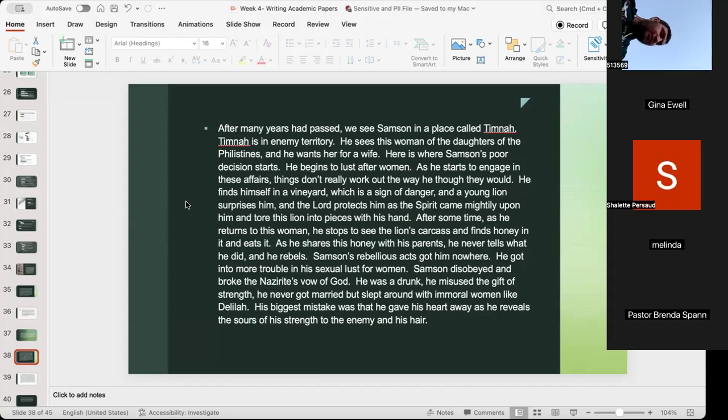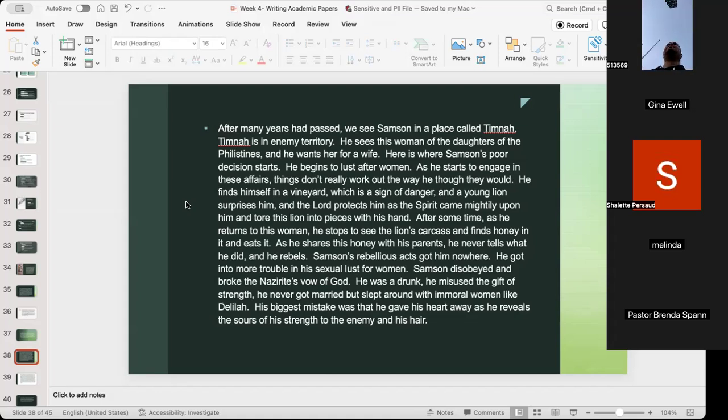He finds himself in a vineyard, which is a sign of danger, and a young lion surprises him, and the Lord protects him as the Spirit came mightily upon him and tore this lion into pieces with his hand. After some time, as he returns to this woman, he stops to see the lion's carcass and finds honey in it and eats it. As he shares this honey with his parents, he never tells what he did, and he rebels. Samson's rebellious acts got him nowhere.